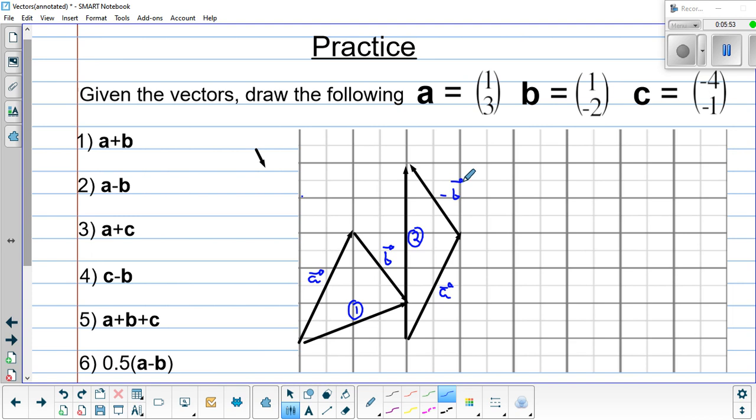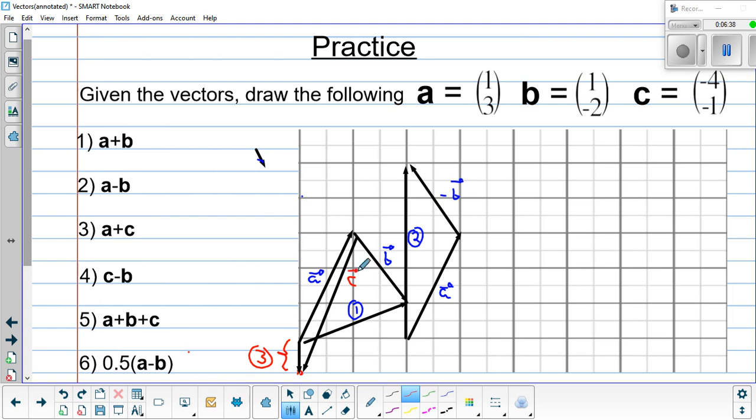Next one, we have A plus C. Okay, so I'm actually just going to use some of our first diagram, because we're going up to A and then we're going down 1, 2, 3, 4 and left 1. So actually, the vector is simply just here. Right? So this one is 3. And I apologize, I forgot to draw this one. That is our little vector C. Okay, so this right here is our vector for 3. So that's A plus C.